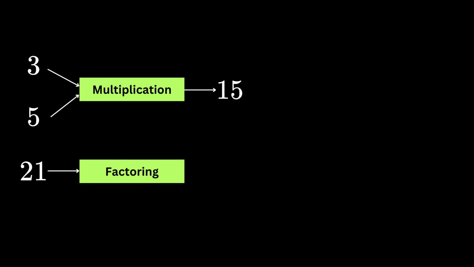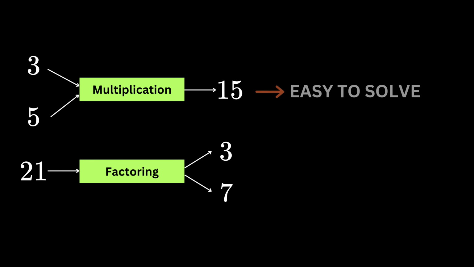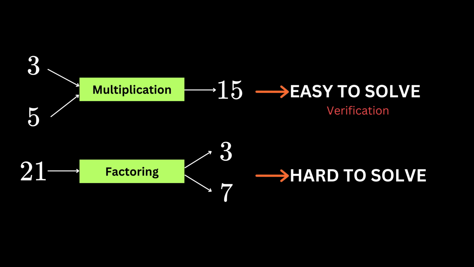On the other hand, factorization is a function of one input that produces two or more outputs, which are the prime factors of the input. In this video, we assume the input is simply the product of two primes. You can see that multiplication and factoring are inverse of each other. Multiplication is easy to compute, while factorization is hard to solve. Because of this, multiplication is used for verification, while factorization is used for decryption.